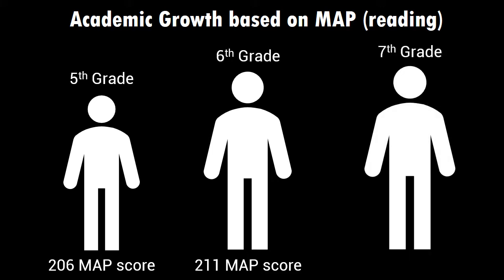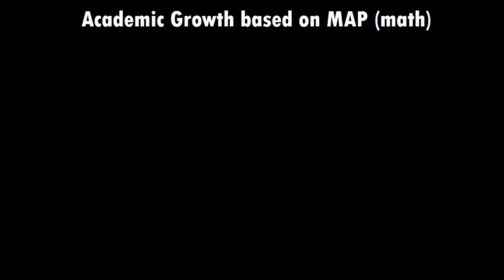And then the 7th grader, when they take the same assessment again, is now at a 214 RIT score. And so just like the doctor pulled out the scale and said that your child is growing and they're in a certain percentile, we now have a score that's talking about percentile growth of academics based on reading.